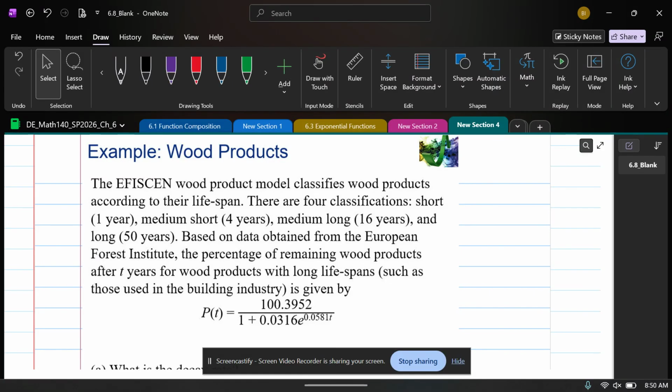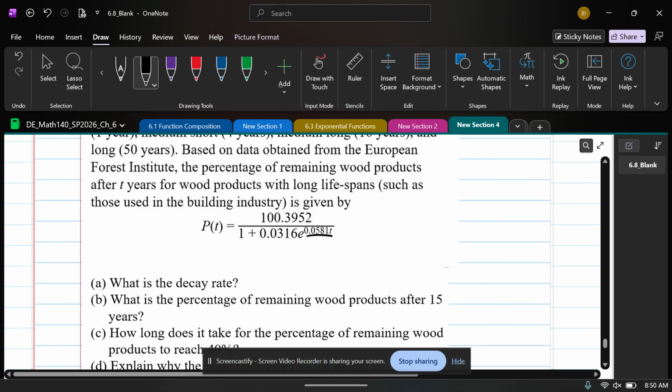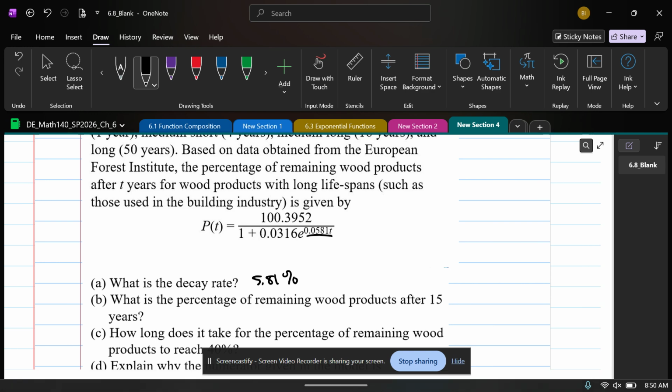Let's find the decay rate. Well, the decay rate, 5.81%. So decay rates are usually in percentages. So we're going to change that to a percent. 5.81%. We're losing 5.81% per year. Looks like T is in years. Okay. What percentage of the wood remains after 15 years?